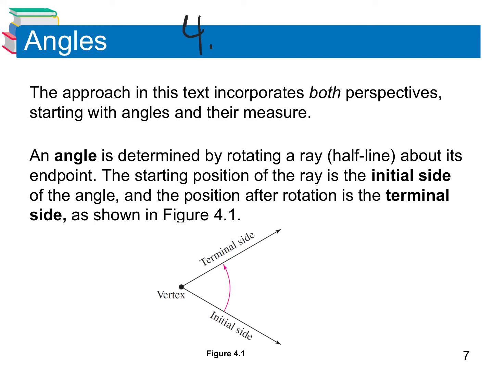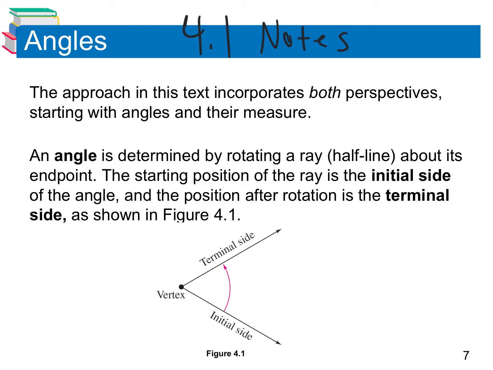So this is 4.1 notes. We're going to learn about angles. A lot of this is kind of a review from geometry. An angle is determined by rotating a ray, which is half a line, about its end point.